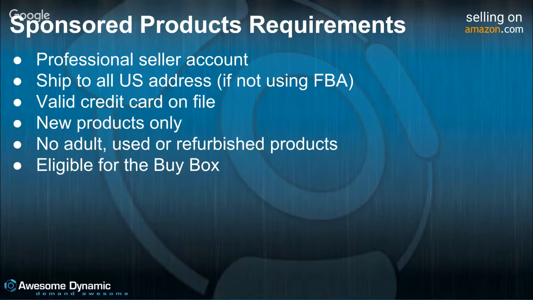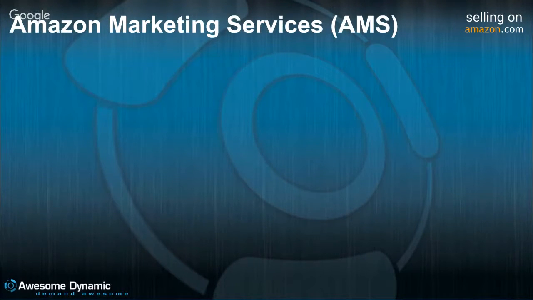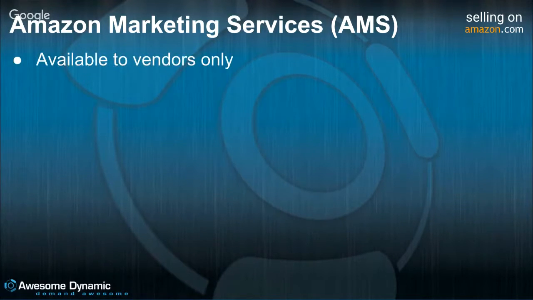All right. So let's move right into another program that Amazon offers to be able to advertise your product. It's called Amazon Marketing Services, or AMS. The first thing you got to know about AMS is that it's available for vendors only. So you have to be invited to the Vendor Central program. And what it allows you to do is basically three different types of ads.